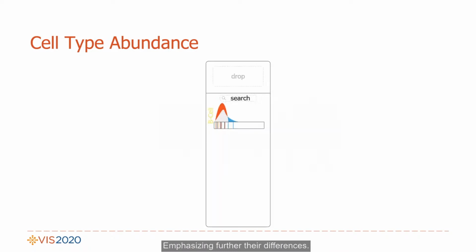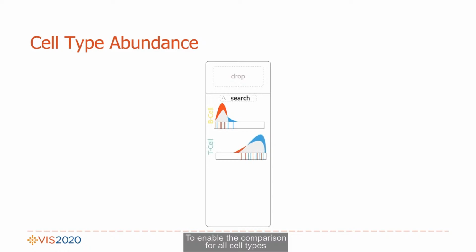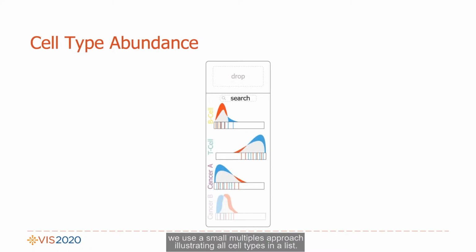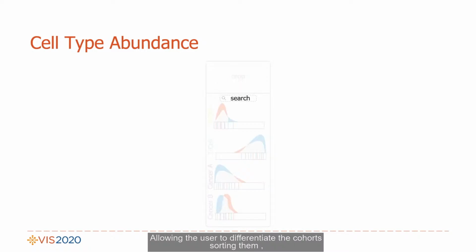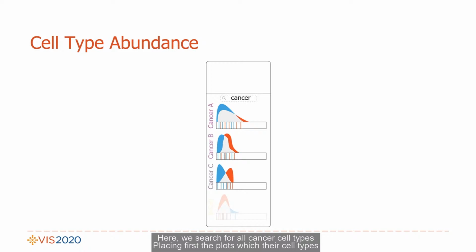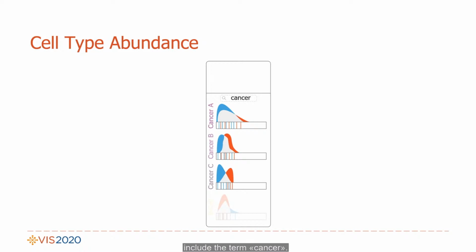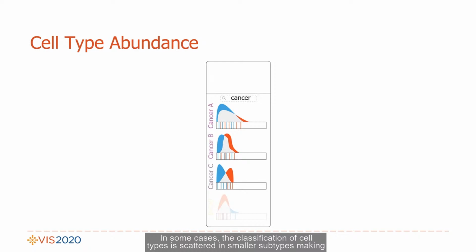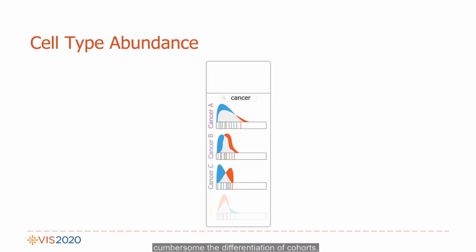further their differences. To enable the comparison for all cell types, we use a small multiples approach, illustrating all cell types in a list, allowing the user to differentiate the cohorts, sort them, or search for a cell type according to the user's prior knowledge. Here we search for all cancer cell types, placing first the plots whose cell types include the term cancer. In some cases, the classification of cell types is scattered in smaller subtypes, making the differentiation of cohorts cumbersome.